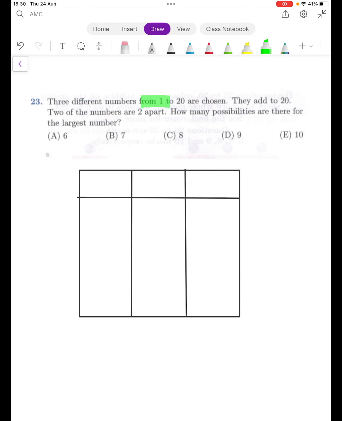Question number 23. 3 different numbers are chosen from 1 to 20. They add up to a total of 20. 2 of those numbers are 2 apart. How many possibilities are there for the largest number?